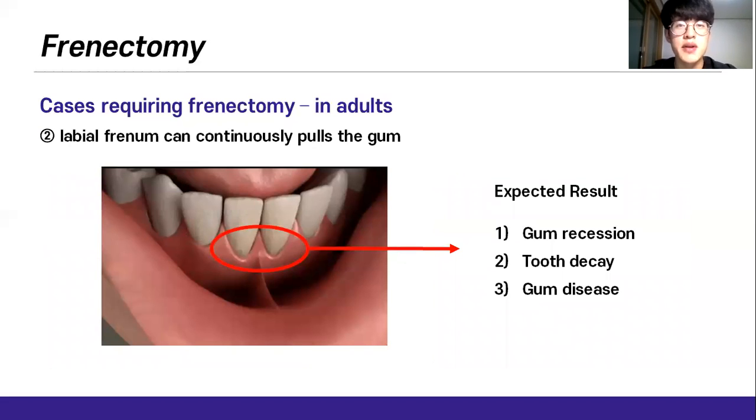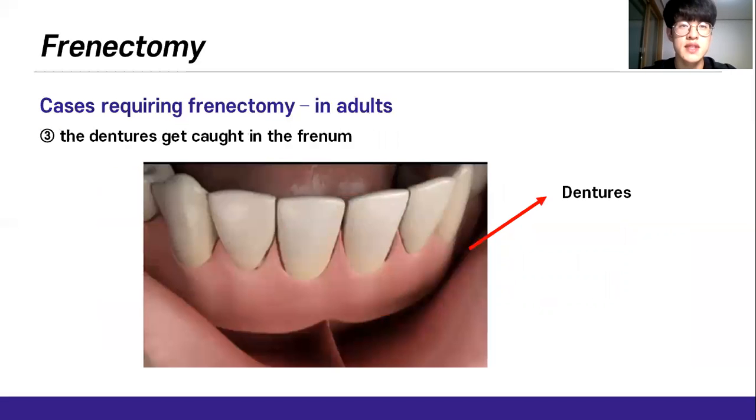Second, the labial frenum, which is closely attached to the gums, can continuously pull the gums. It can cause gum recession, tooth decay, and gum disease. This is your case. The last case happens when you are wearing dentures. You may feel uncomfortable because the dentures get caught in the frenum, causing the dentures to shake during meals or conversation.